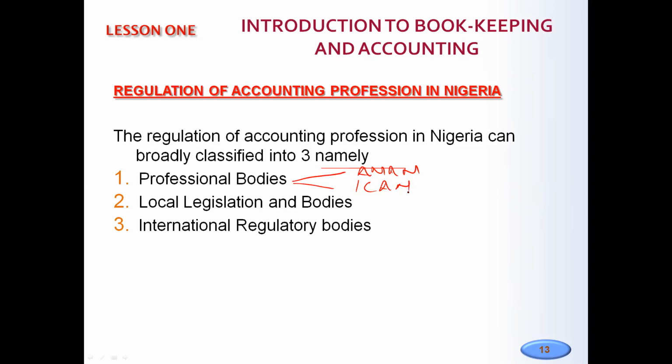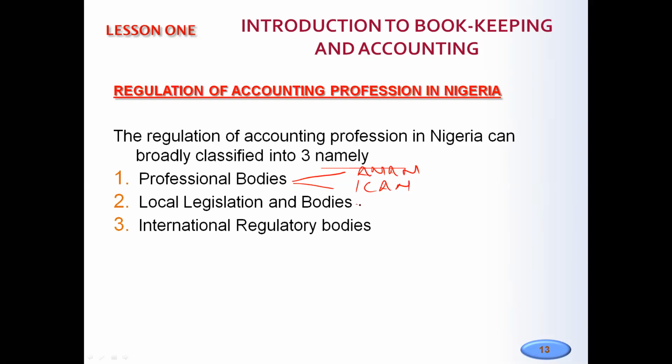These are the two accounting bodies we have in Nigeria. Any other one, I don't know of it. Then there are other accounting bodies in the world, all over the places. We have the Institute of Chartered Accountants of England and Wales, we have CPA in US, you have CIMA, you have CFA. You have so many of them. But as far as Nigeria is concerned, the two major professional bodies in charge of accounting profession in Nigeria are ANAN and ICAN.